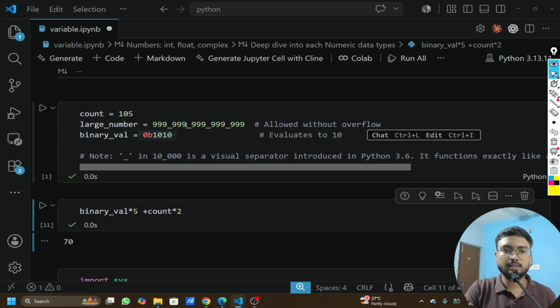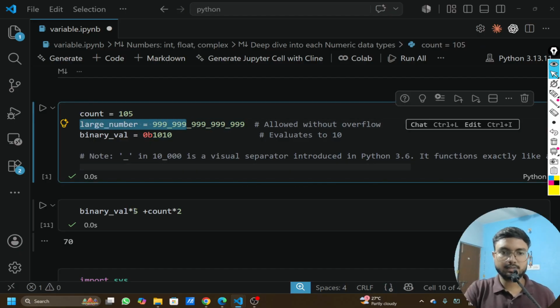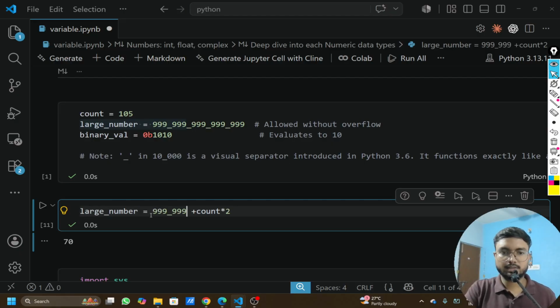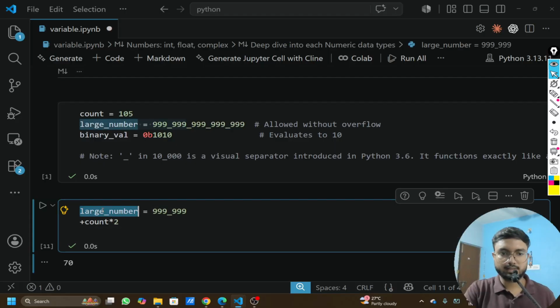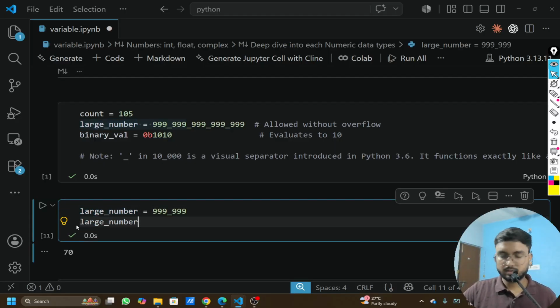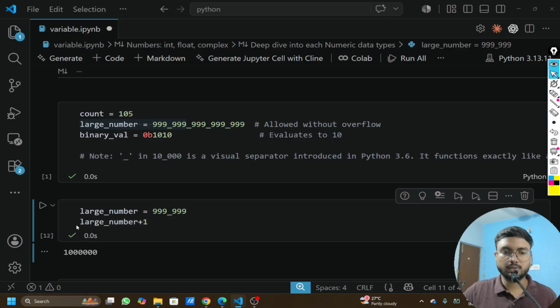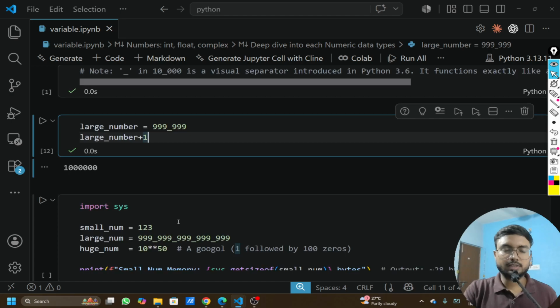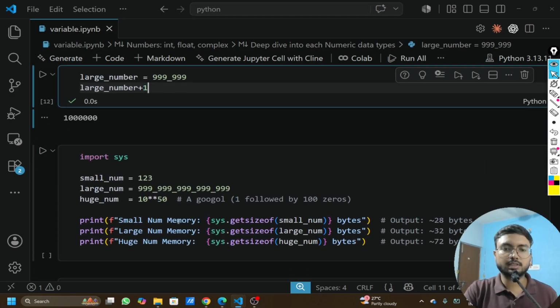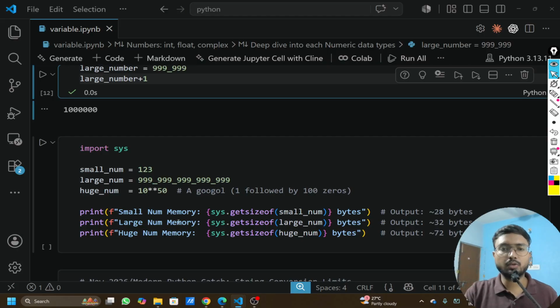Now, similarly for the large number, let's say I have this large number equal to this, and let's add 1 to this large number and see what we get. So this will work actually. There is no problem. You can see we are getting the round figure. Now let's try to understand something about these integers and how the integer's data size keeps on increasing as we increase the number of digits inside the integer.